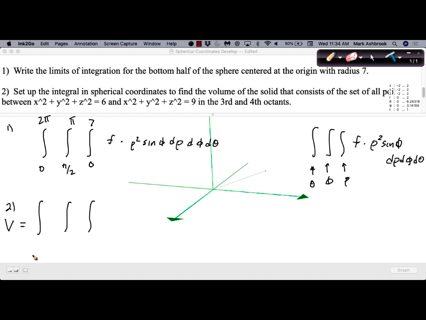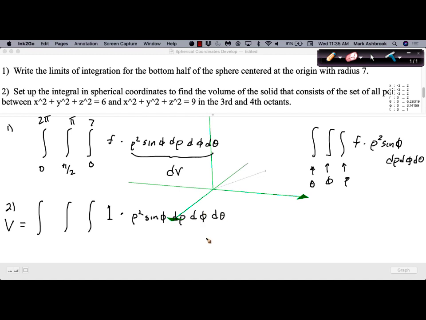So if you wanted to find the volume of the thing you're integrating over, what would you do? Make the function 1. Just like double integrals, we can trick double integrals into finding area for us by making the function 1. I went over that in class one day. It's going to be 1 times... So does this go away then? No, we still need all of dv, right? So rho squared sine phi, d rho d phi d theta.